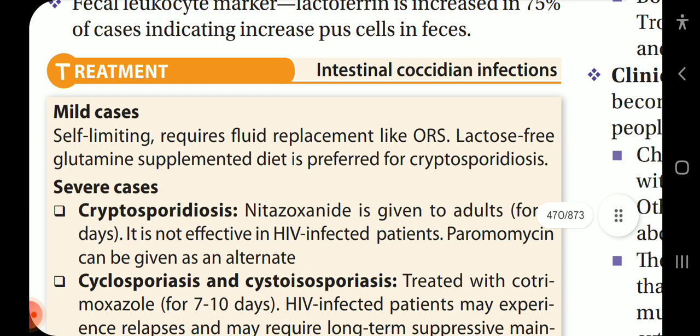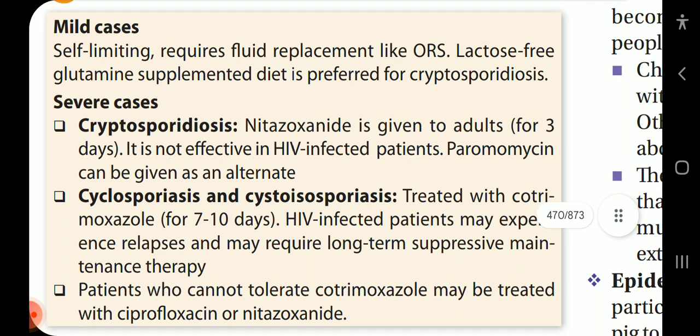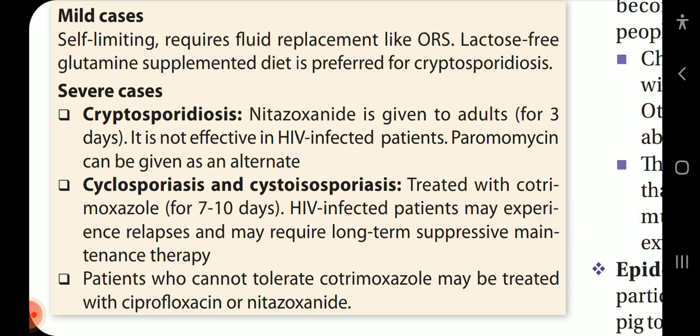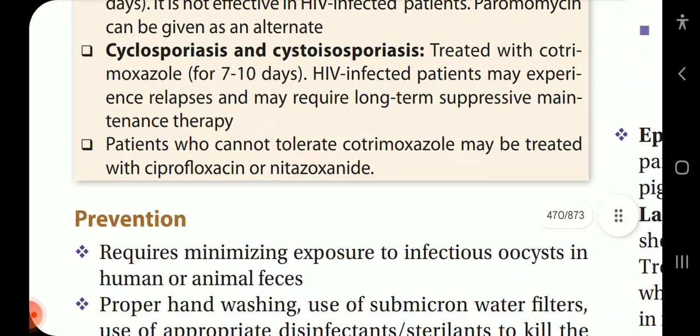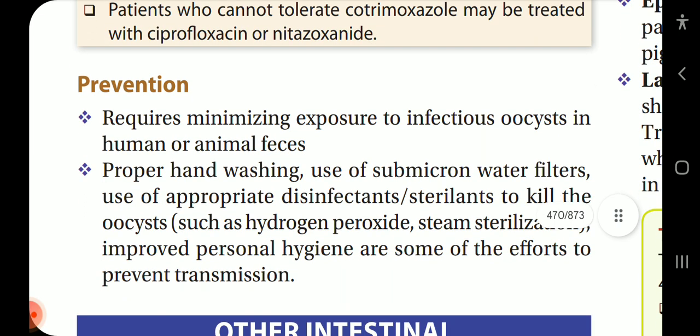Now, the treatment of intestinal coccidian infection. Mild cases are self-limiting and require fluid replacement like ORS; a lactose-free, glutamine-supplemented diet is preferred for cryptosporidiosis. In severe cases of cryptosporidiosis, nitazoxanide is given to adults for 3 days. It is not effective in HIV-infected patients. Paromomycin can be given as an alternative. Cyclosporiasis and cystoisosporiasis are treated with cotrimoxazole for 7 to 10 days. HIV-infected patients may experience relapses and may require long-term suppressive maintenance therapy. Patients who cannot tolerate cotrimoxazole may be treated with ciprofloxacin or nitazoxanide.